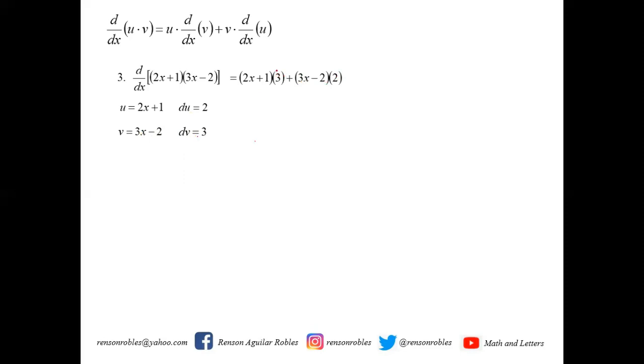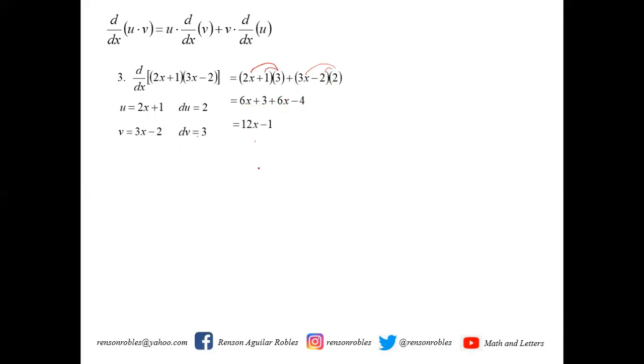So that's u times the derivative of v plus v times the derivative of u. And then simplifying further, you shall distribute 3 to each term inside the parenthesis, okay? And same with 2 to be distributed to each term inside 3x minus 2. And we shall have 3 times 2x is 6x, 3 times 1 is 3, and then here, 2 times 3x is 6x, then 2 times negative 2 is negative 4. Collecting similar terms, 6x and 6x will give you 12x, 3 minus 4 will give you negative 1. So you will have 12x minus 1.